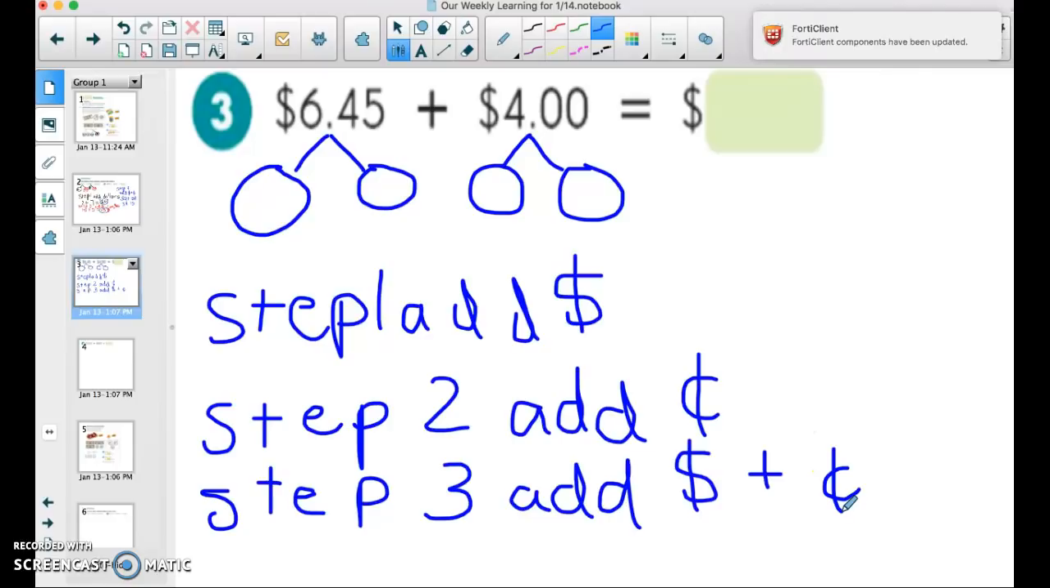Okay. Once you do that, please come and check with me and I will show you the answer of what it should look like. And then I'll have you practice a couple more on your own. Okay, so try number 3 out on your white piece of paper and check in with me when you're all done.